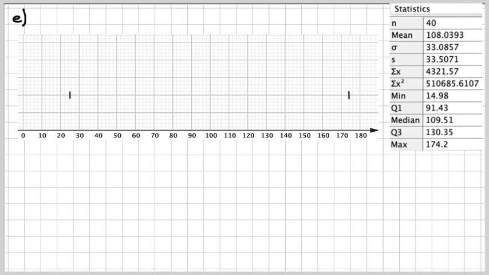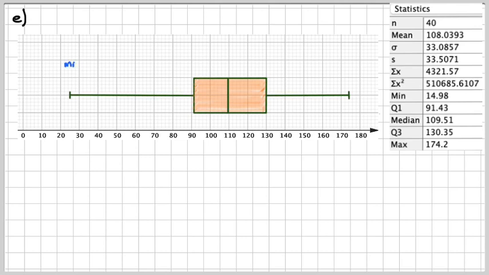Okay, we need to know Q1, which is 91.43, that's going to be roughly about there. And Q3, which is 130.35, drawing that up into a box. You don't need to shade it, and then the missing thing we need to put on is Q2, which is the median, which is 109.5, which is roughly there. Okay, so that's the answer for the box and whisker plot.